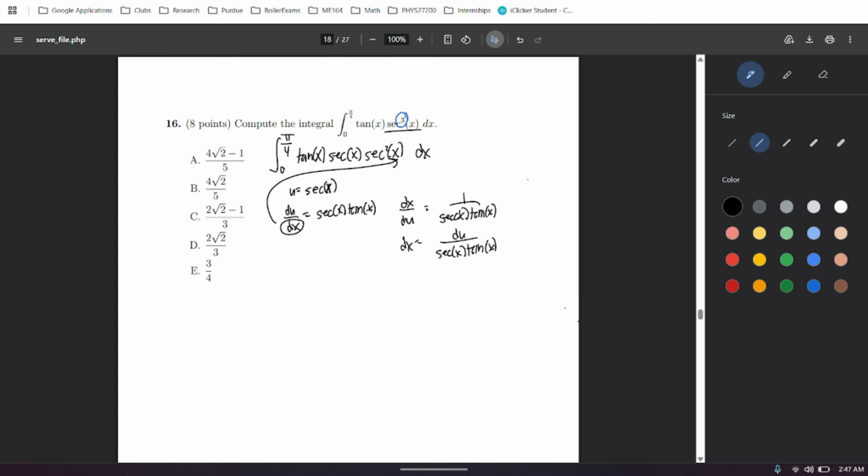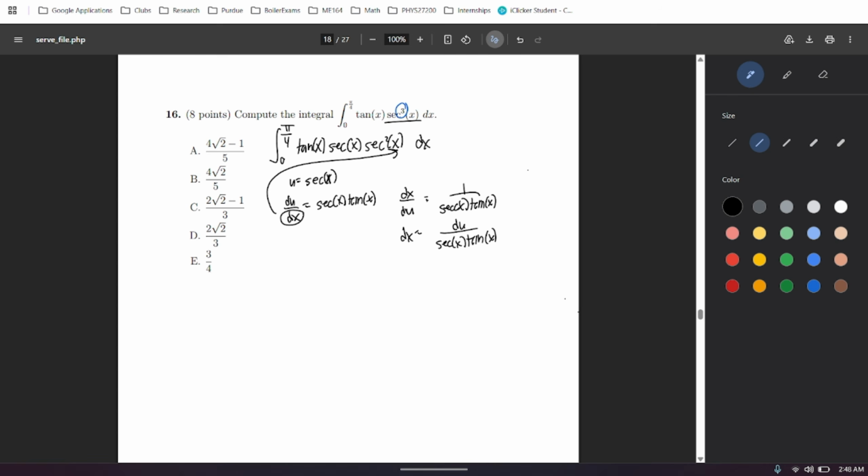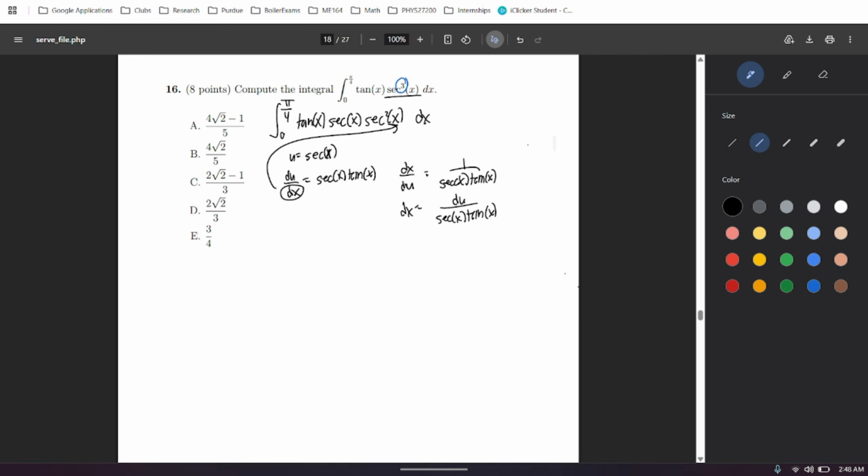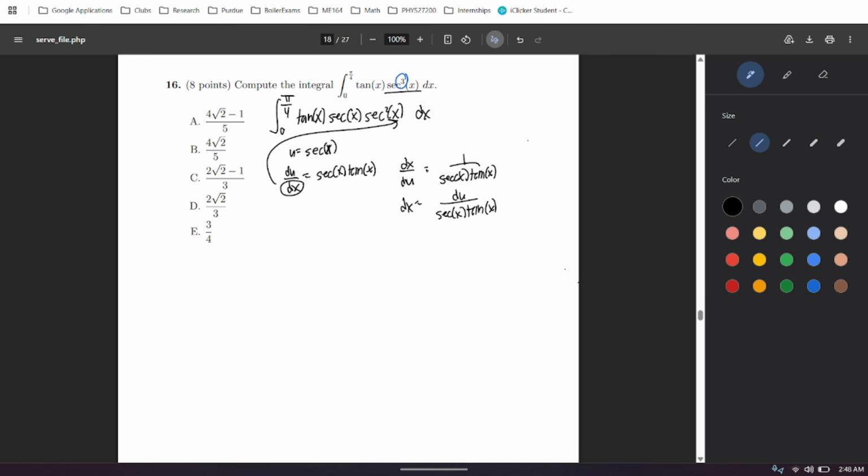I'm going to skip all the canceling work here. If you just plug dx back into the original function and replace it with du, you'll find that everything cancels out nicely. So the next step is to evaluate the bounds in terms of the function u instead. Now this is pretty simple. We see that u is in terms of x. We just need to plug each x value into the function u of x, which in this case is just secant of x, and then evaluate the corresponding u outputs.